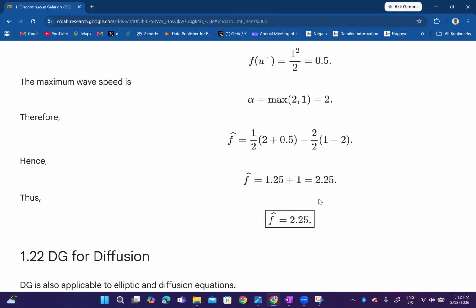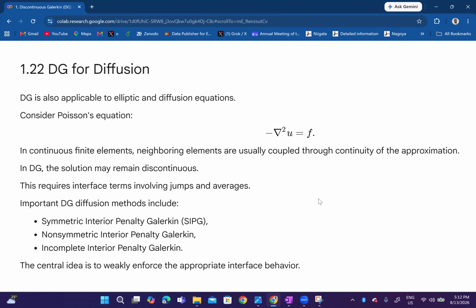So that leads us to the discontinuous Galerkin for diffusion. DG is also applicable to elliptic and diffusion equations. So consider Poisson's equation, minus the Laplacian of u equals f. In continuous finite elements, neighboring elements are usually coupled through continuity of the approximation. In DG, the solution may remain discontinuous. So this requires interface terms involving jumps and averages.